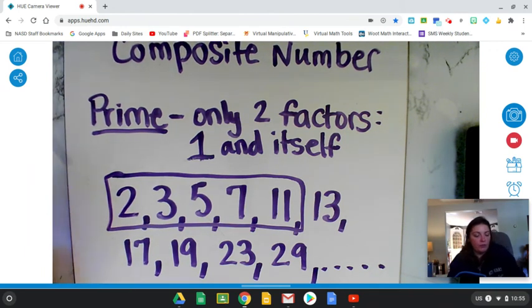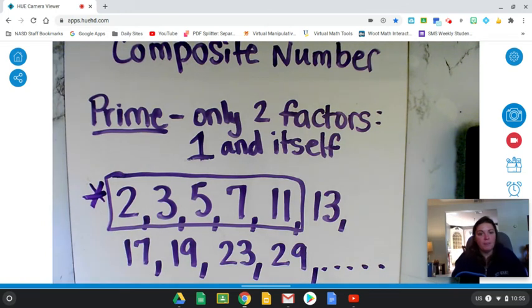So these are your first 5 primes. That's important to know, and I would jot that down if you have paper.